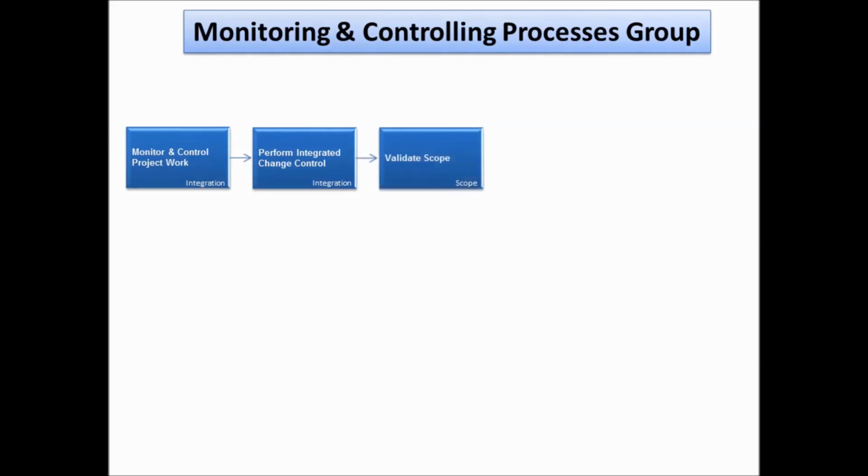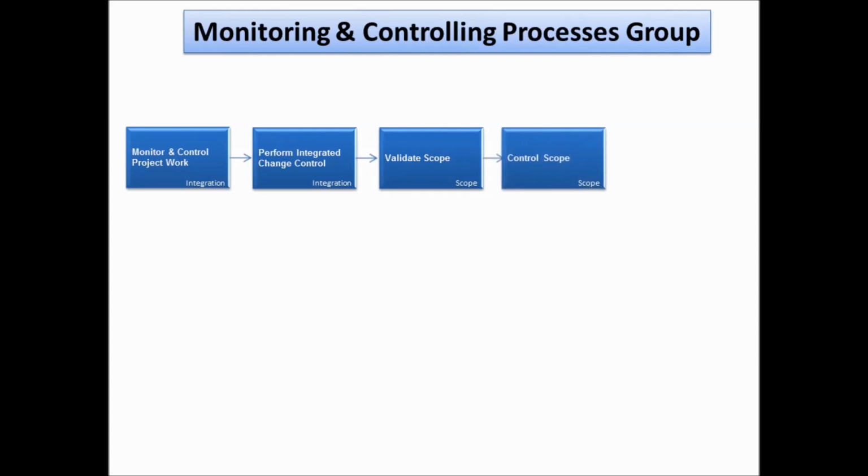Moving on to the next one, which is validate scope. This process is basically focusing on obtaining the final project acceptance from the customer. So here the customer will review the deliverables and validate that the entire scope and the requirement, what was needed, is present in those deliverables.